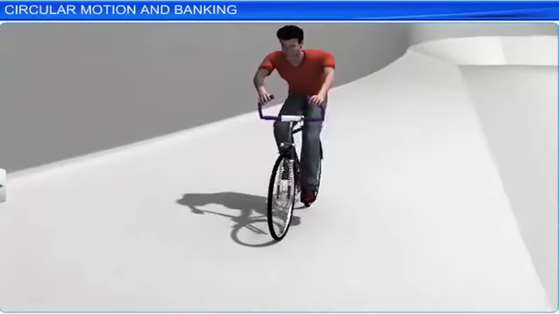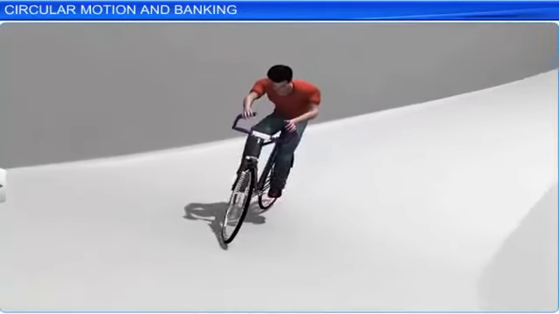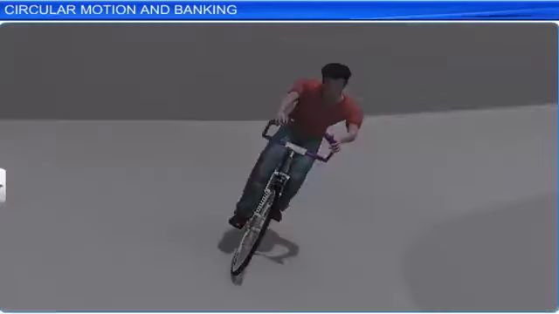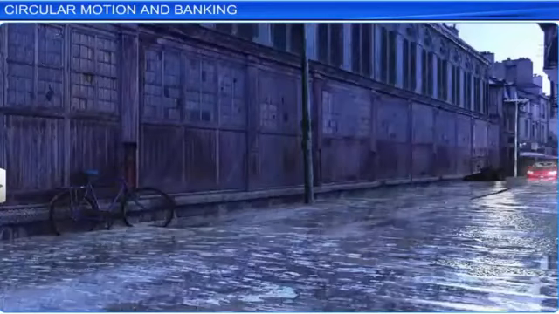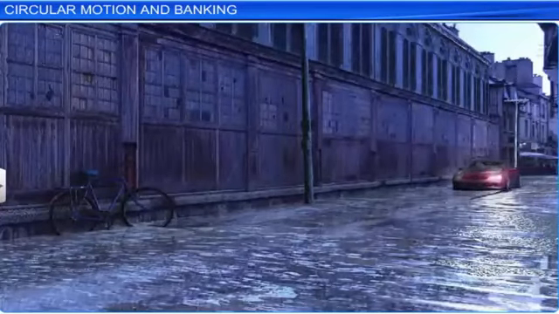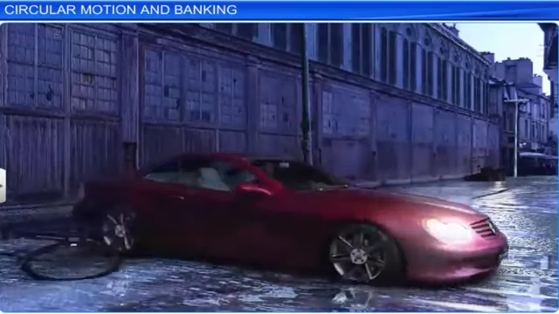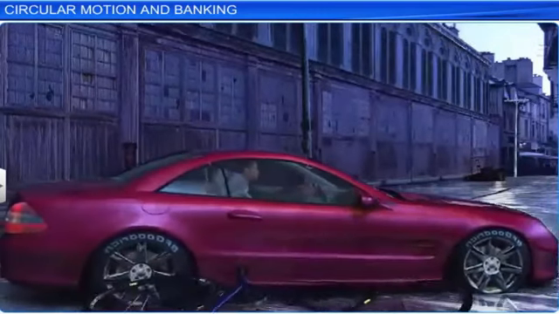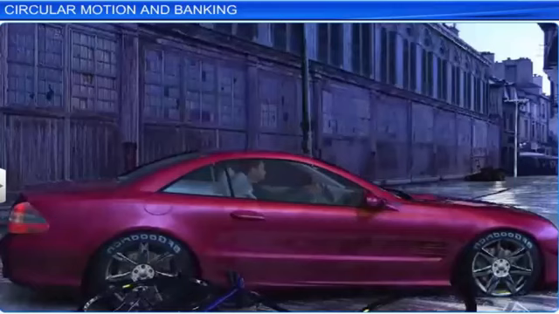Have you ever wondered why a velodrome track is curved? Or, on a rainy day, while driving a car at high speed, what happens if you take a sharp turn on a flat road? You will get the answers to these questions in this module.